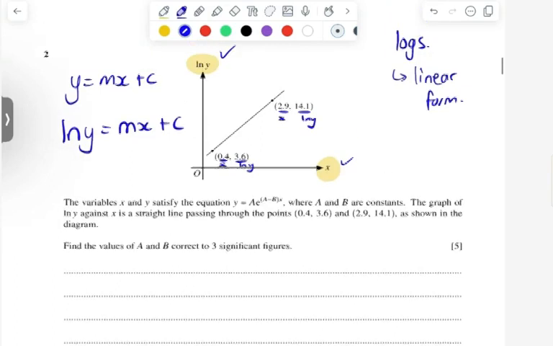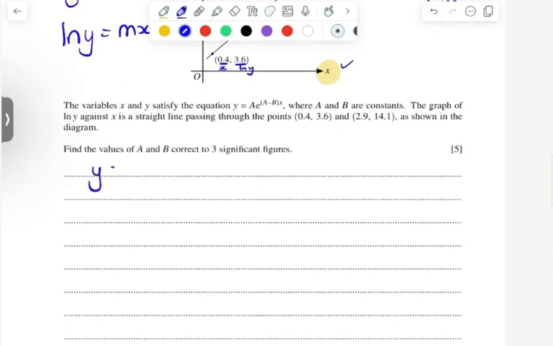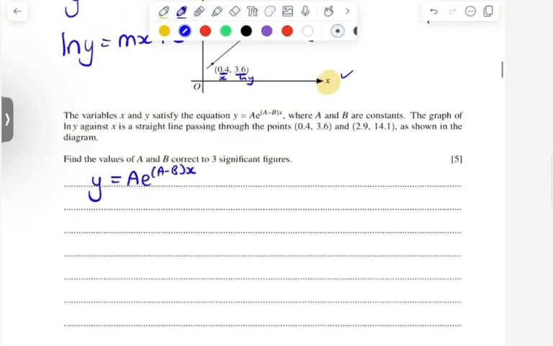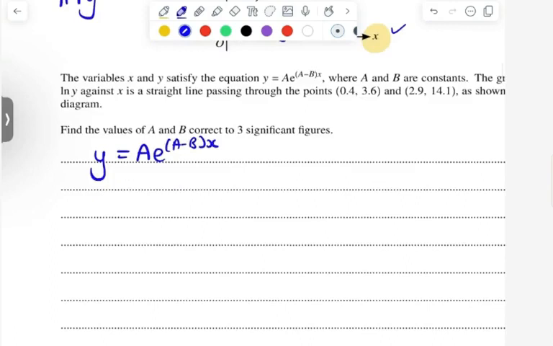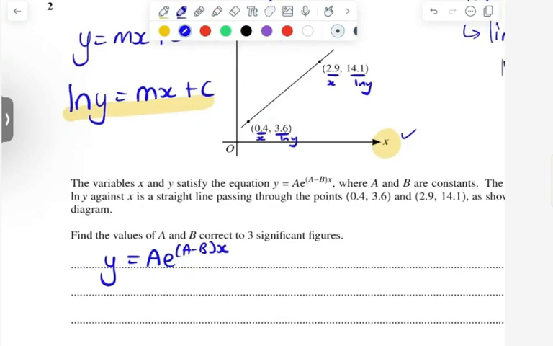Okay, so it says the variables x and y satisfy this equation. In these questions, they generally give you the equation that is satisfied. A minus bx. A and b are constants. The graph of ln y against x is a straight line and it's passing through those 2 points as shown in the diagram. Find the values of a and b to 3 significant figures. So we always start with the graph that they give us, our exponential graph, and we're going to be using ln and log rules to transform this equation into this format here. Ln y is equal to mx plus c.